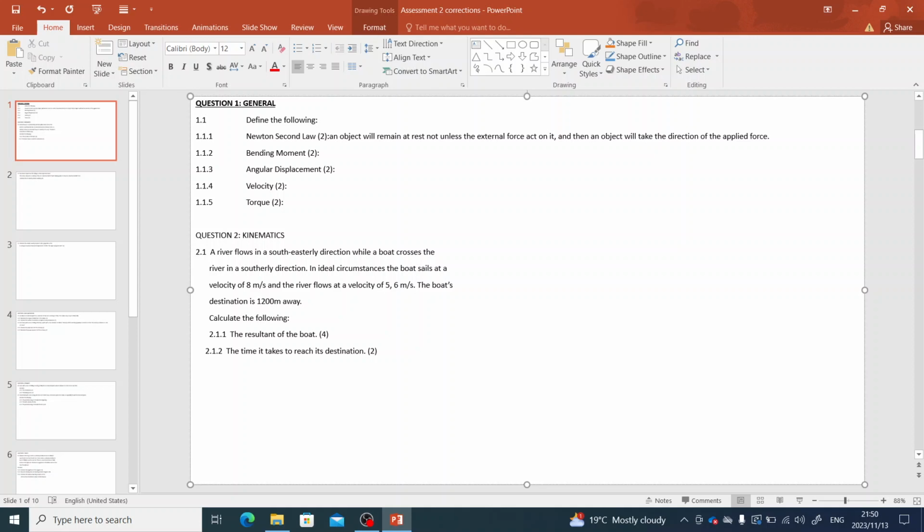Then the second question, they wanted you to define bending moment. Bending moment at any section of a beam is the algebraic sum of the moments about the section of all the forces to the left or right of the section. That would be your bending moment. Even if you stated your bending moment as force multiplied by perpendicular distance, you were still going to get full marks because you would have stated it as per the formula.